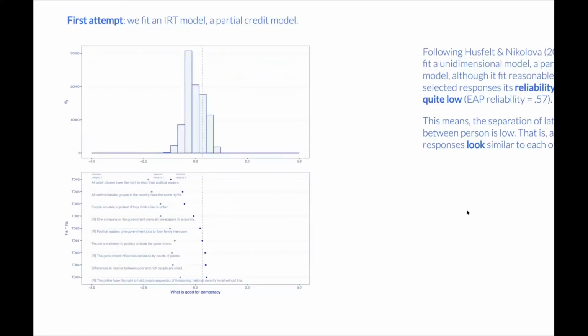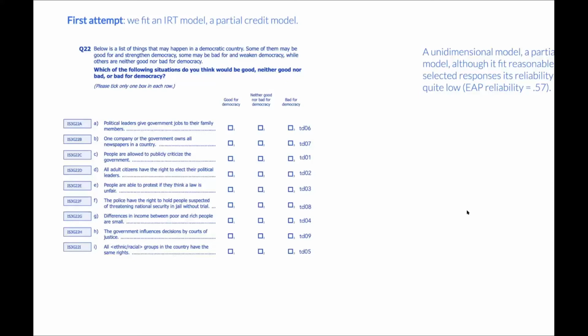So this is the question. I mean, this is the set of items that the students were answering. And the main problem that we have is that we took all of those, we scored them in the direction that we needed to. And once we apply a partial credit model, the reliability was really, really low. It was 0.78.